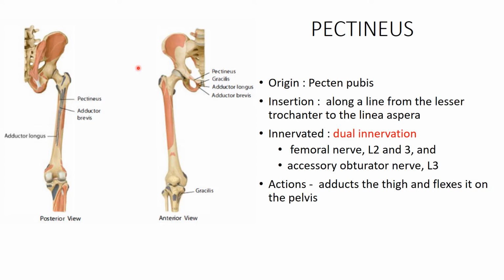Start with the first muscle, which is the pectineus. Now the pectineus arises from the pectineal line, which is known as the pecten pubis, and it inserts along a line from the lesser trochanter to the linea aspera.